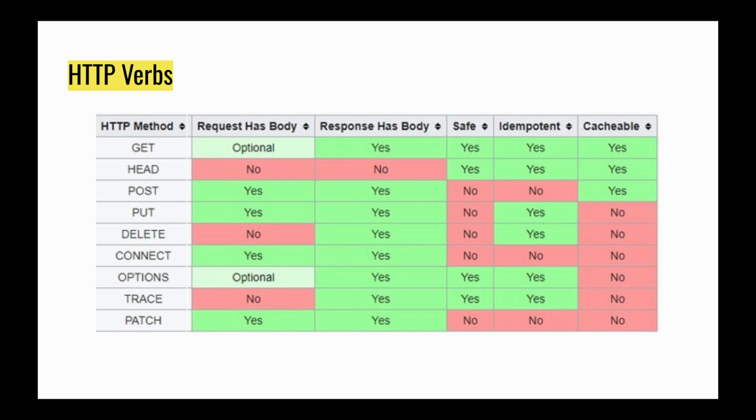Put downloads the specified resource to the server. Patch downloads a certain part of the resource to the server. Delete deletes the specified resource. Trace returns the received request so that the client can see what the intermediate servers add or change to the request. Connect is for use with proxy servers that can dynamically switch to SSL tunnel mode. Get and post methods are mainly used.